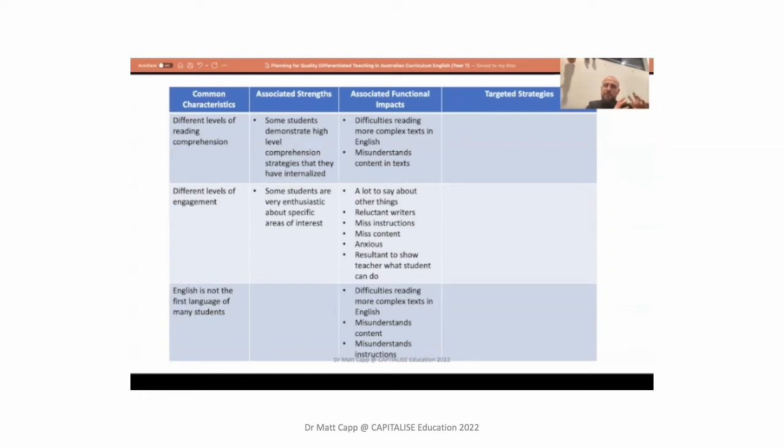And for those kids for whom English is not their first language, some have difficulties reading more complex texts in English, some misunderstanding of content and misunderstanding of instructions. Notice, rather than identifying all these different things we need to focus on, when we look at our strengths and functional impacts, there's actually a lot of crossover. So rather than focusing on 30 different things in my classroom, I've identified what are the essential strengths of my student and what are those essential functional impacts that we're going to focus on, and thinking about taking our strategies and targeting them to those.